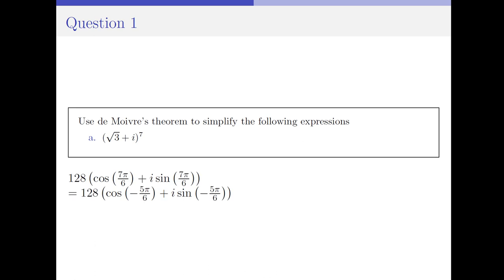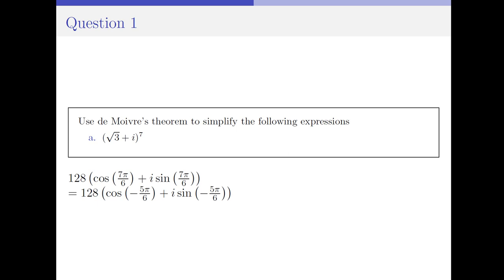So that's the next thing we do. Then what we do now is we go back to where we were and we rewrite our 7 pi over 6 with our minus 5 pi over 6. Now that we've replaced 7 pi over 6 with minus 5 pi over 6, we need to simplify this equation, because our final answer here should be a real plus imaginary number. So it should be in the form a plus ib. So what do we do now?